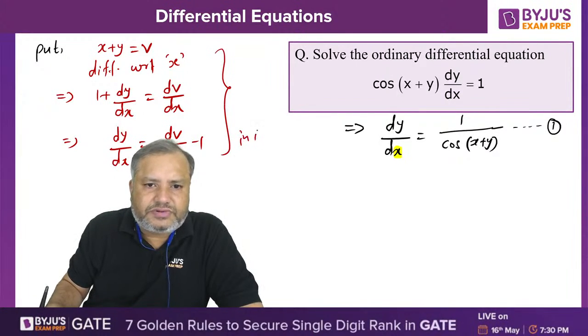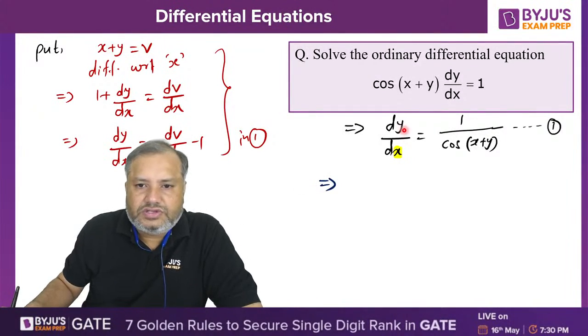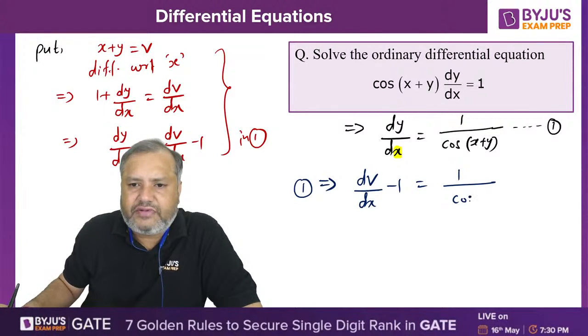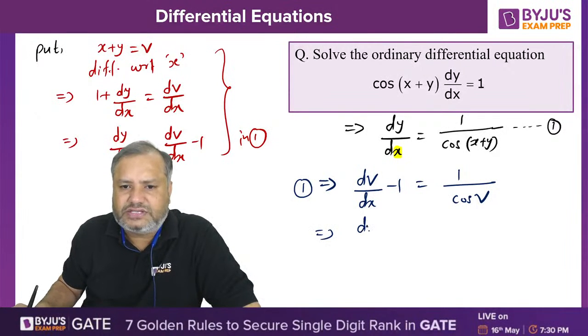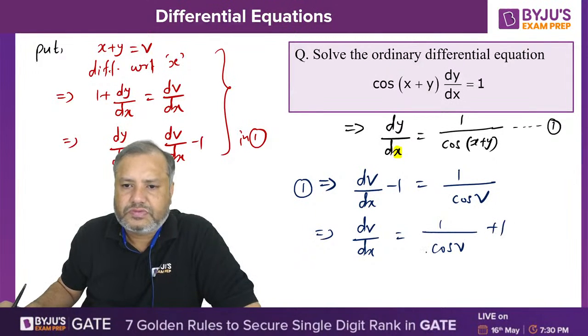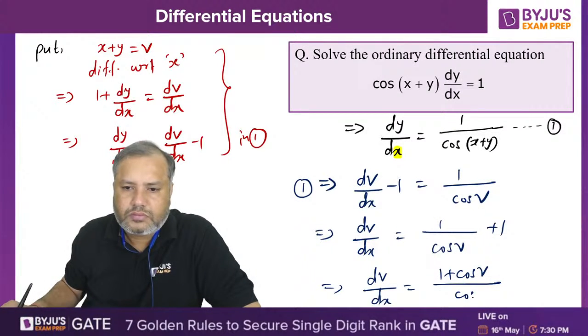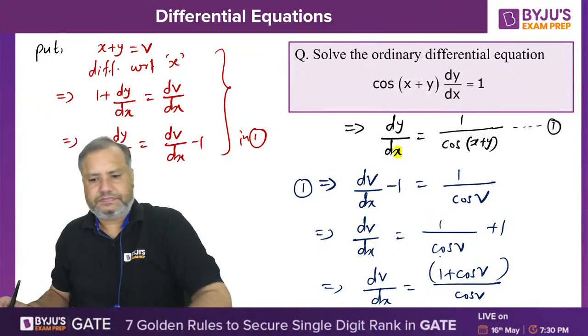So do this entire substitution in this equation number 1. So this dy by dx is dv by dx minus 1. And on the right hand side we are having 1 upon cos v. Alright. So now students, we will be separating the variables. So dv by dx, this minus 1 is brought to the other side. Now take the LCM on the right hand side. Now you can separate the variables.